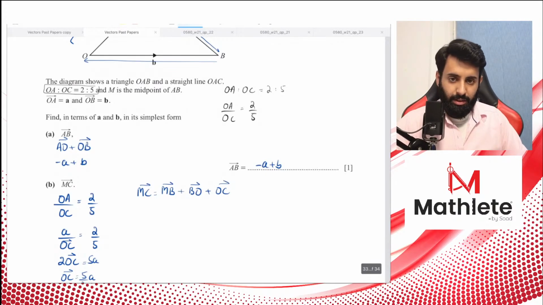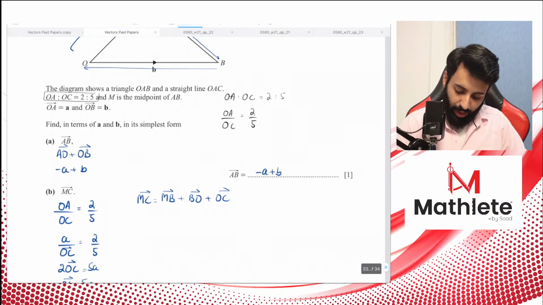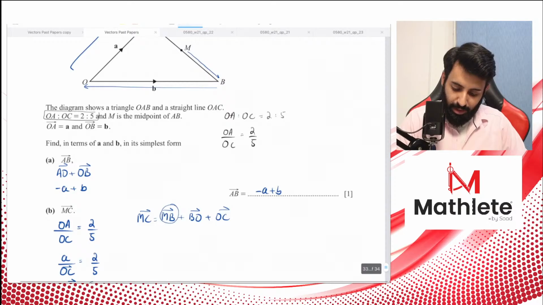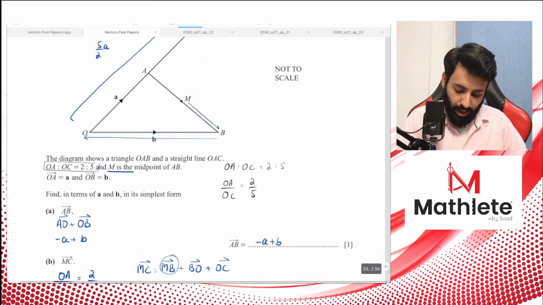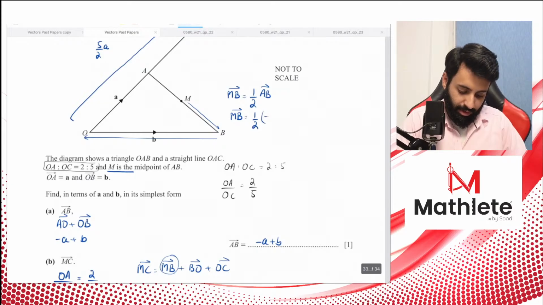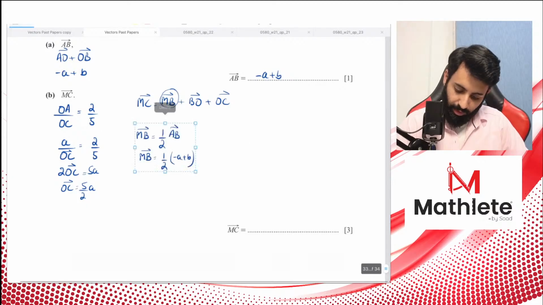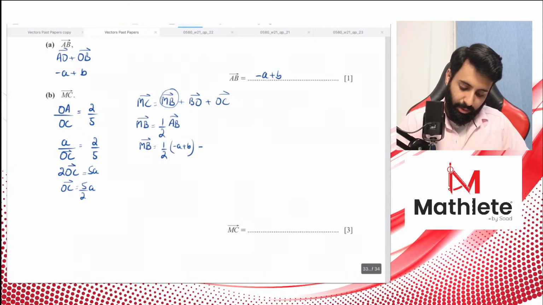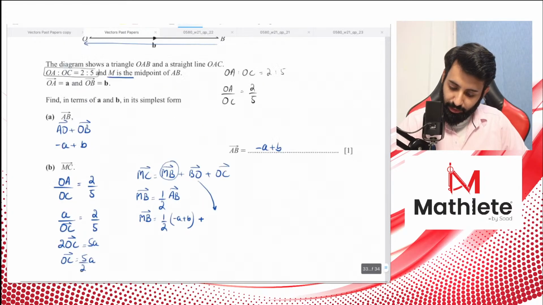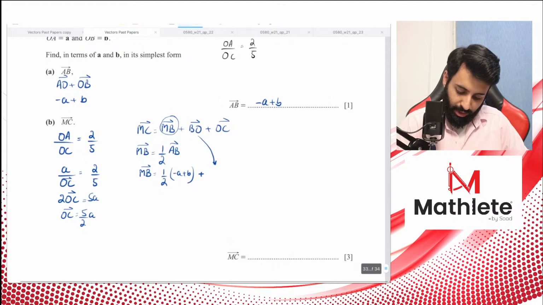Now this is where things get slightly tricky. MB is something we don't have, but we do know that M is the midpoint of AB. So that means MB is going to be equal to half of AB, which is minus A plus B. So let's copy this and bring it here. And then in this we need to add BO. And what's BO? We have that right in front of us. BO is going to be minus B since we're going in the opposite direction. And then OC, which we just figured out to be 5 upon 2a.